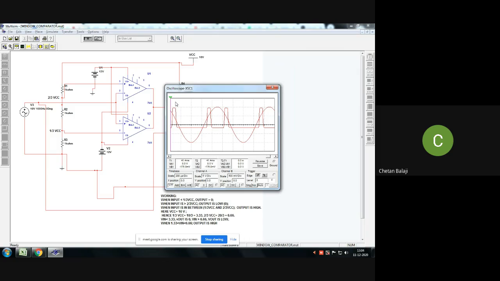This is the window. Now what I will do, I have two measuring instruments here. Okay, so one measuring instrument you keep at this point. What I am trying to say here is this input is going like this. Okay, this is the point where it crosses V reference lower.